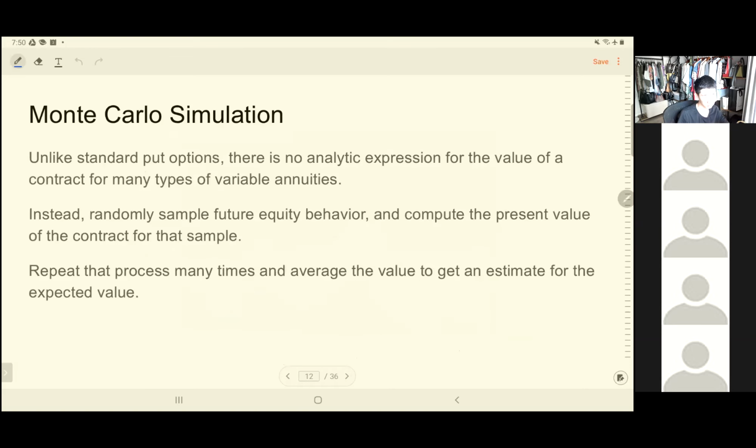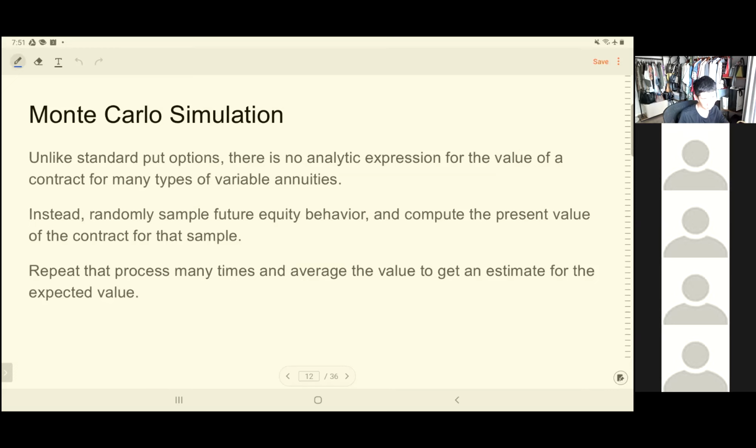Okay, so remember what I said about these GMAB contracts and so on being like fancy puts. Well, unlike a European option that's done using these Black-Scholes models, it's not possible to directly find a formula, or if it is, it can be very difficult to find some formula that captures the value of the contract for many of these types of variable annuities.